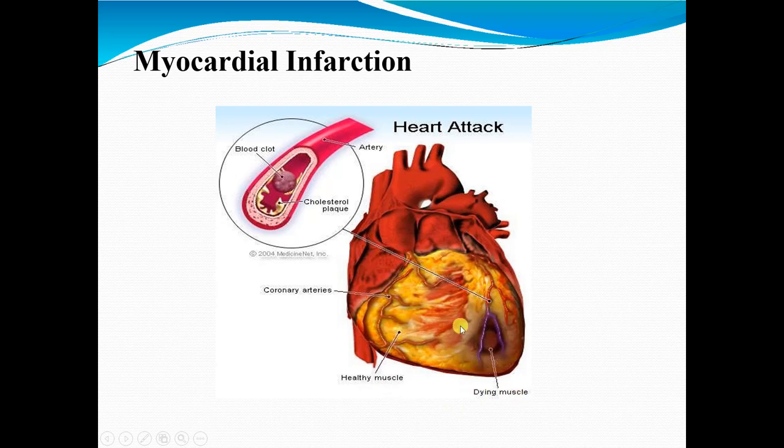So I have mentioned that in myocardial infarction death occurs in the myocardium muscles. This is the dying muscle, these are the healthy muscles, and these are the coronary arteries. This picture is taken from Encyclopedia Britannica. Sometimes blood clot formation occurs, and sometimes plaque formation or cholesterol deposition occurs. At that time the blood vessels are congested, and the myocardium muscles are infarcted, and they are not able to receive an adequate quantity of oxygen.